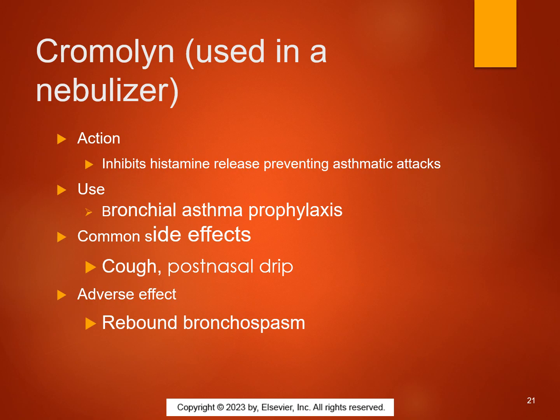It's a good option for mild asthma prevention, especially in children. Cromolyn prevents asthma attacks by stopping mast cells from releasing histamine. It's used before exposure to triggers, not during an acute attack. Watch for cough and throat irritation and report any worsening bronchospasm.